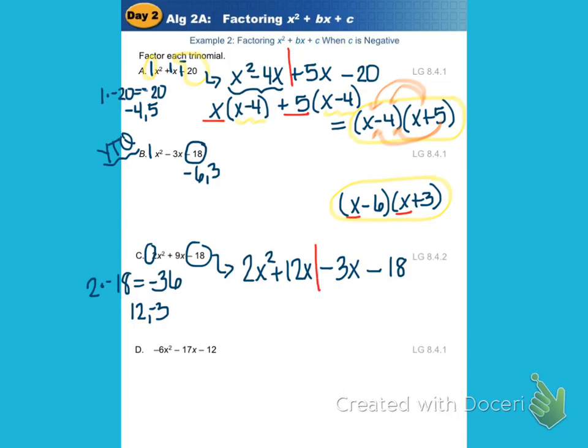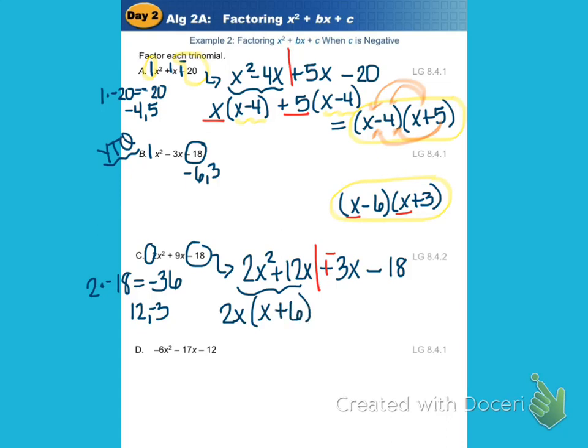Because in that second grouping I have a minus 3x, I usually rewrite this as plus a negative. Now I'm going to look at the first pairing, and they have a common factor of 2 and an x. When I factor 2x out of 2x squared, I'm left with x, and out of 12x, I'm left with 6.